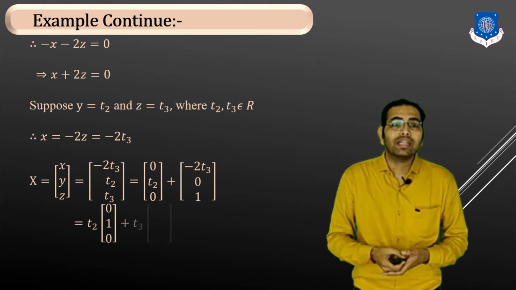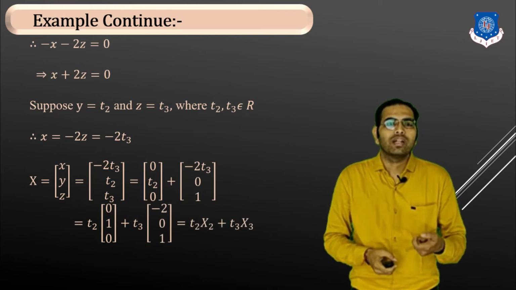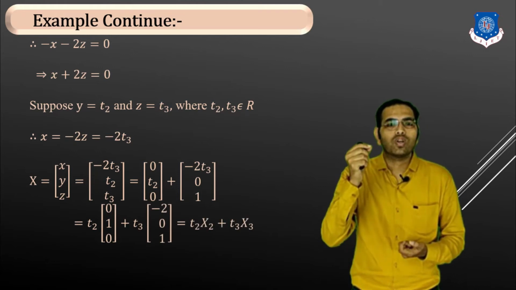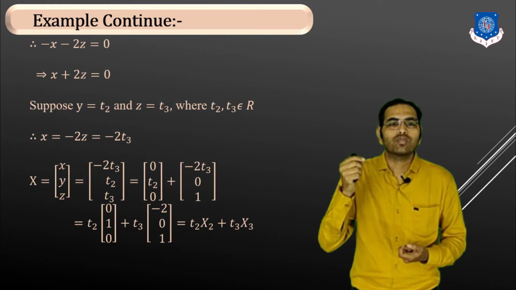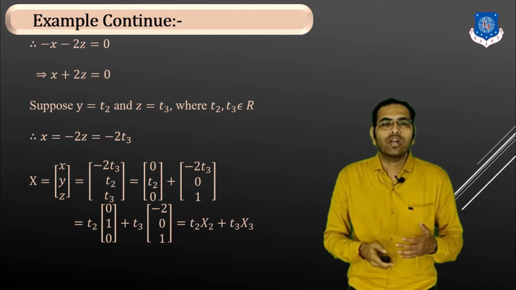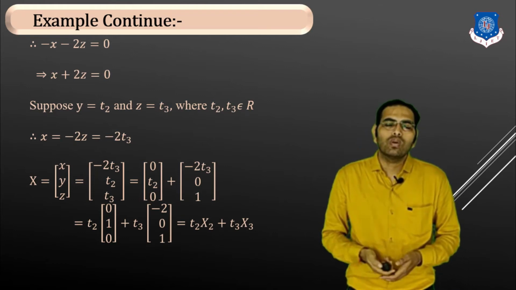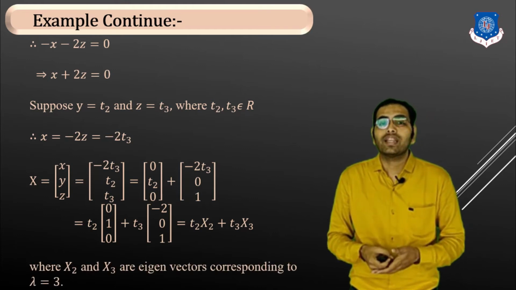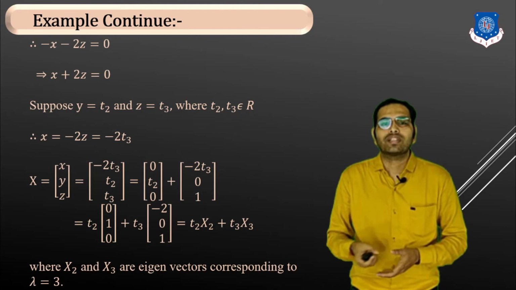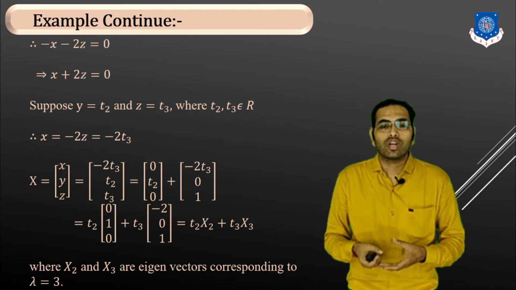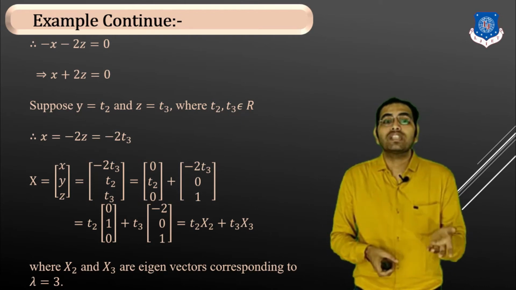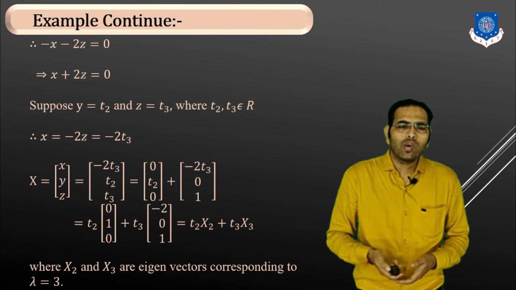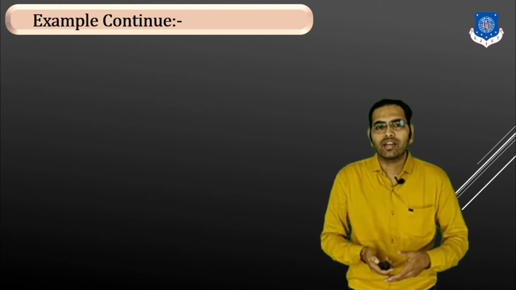Now taking t2 common in the first column, that is t2 into 0 1 0 plus t3 into minus 2 0 1, which is equal to t2 into x2 plus t3 into x3, where t1, t2 and t3 are the arbitrary constants and x2 and x3 are the eigenvectors corresponding to lambda 3, which are linearly independent eigenvectors. We have the total 3 eigenvectors.